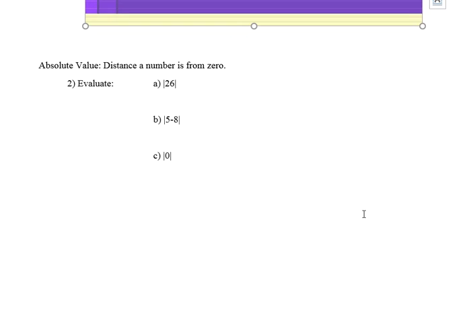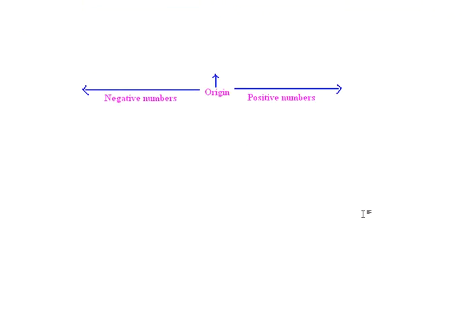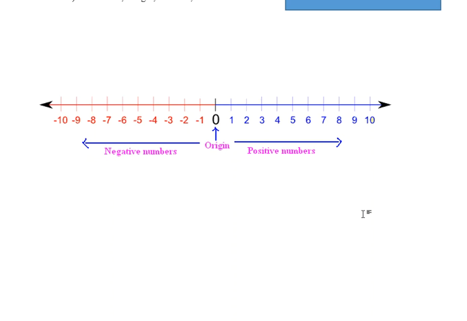We're moving down into absolute value. Absolute value is simply the distance a number is from 0. So if we look back at a number line, the number 4 right here on the number line is 4 units. 1, 2, 3, 4. So the absolute value of 4 is 4. It's 4 units from the origin.